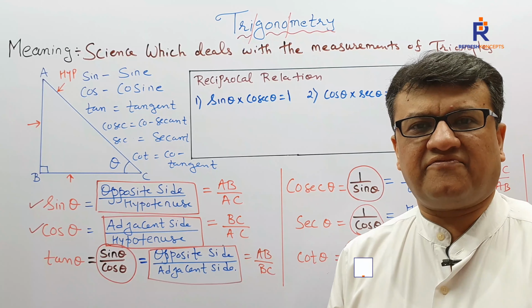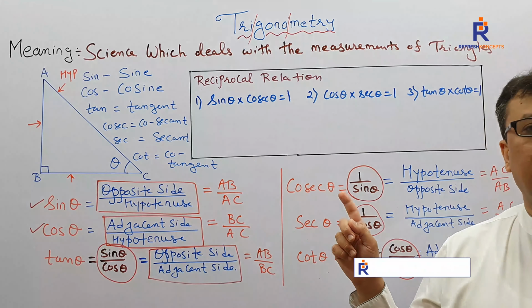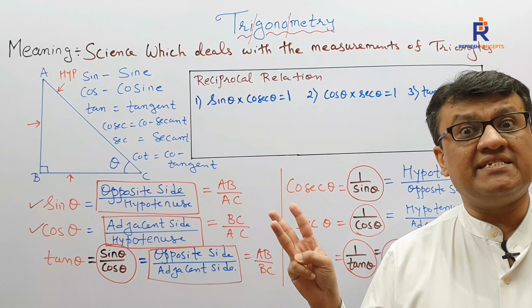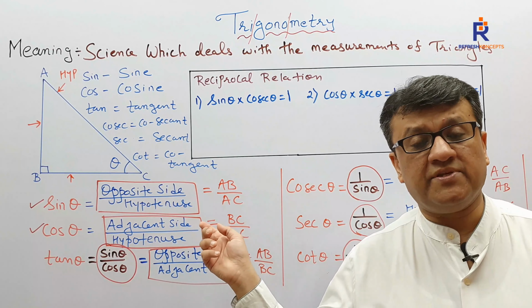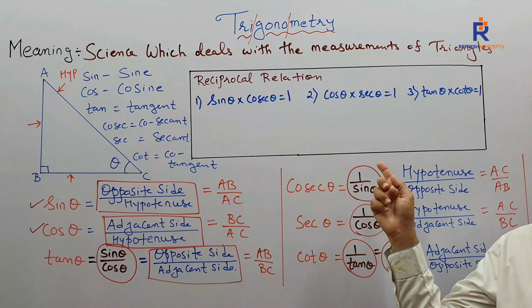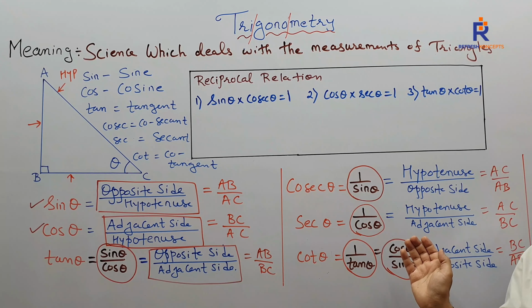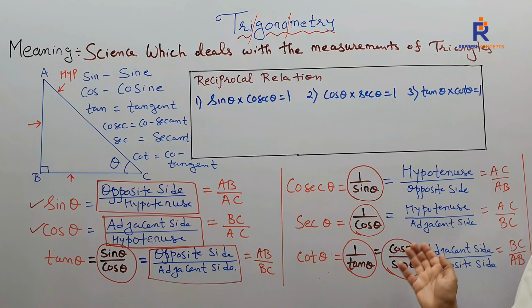Let's once again start off with all the 6. Sine theta is opposite upon hypotenuse. Cos theta is adjacent upon hypotenuse. Tan theta is nothing but sine theta by cos theta, which is opposite upon adjacent. Cosec theta is 1 by sine, so hypotenuse upon opposite. Sec theta is 1 by cos, hypotenuse upon adjacent. Cot theta is 1 by tan, which is cos by sine, which is adjacent upon opposite.